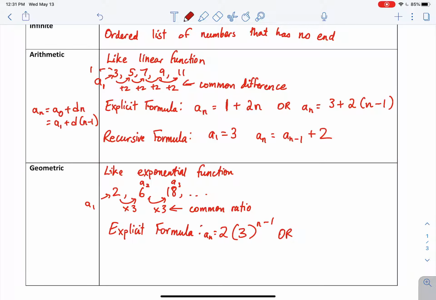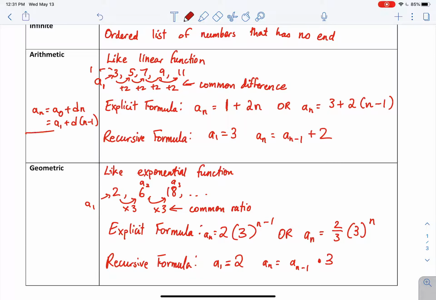Or I could go backwards to get the 0th term, which would be 2 over 3, and then multiply 3 to the n. Either one would work. It would give me this sequence. I can also do this recursively. In this case, again, I tell you what the first term is, and I tell you to get any other term, go to the term before it and multiply it by 3.